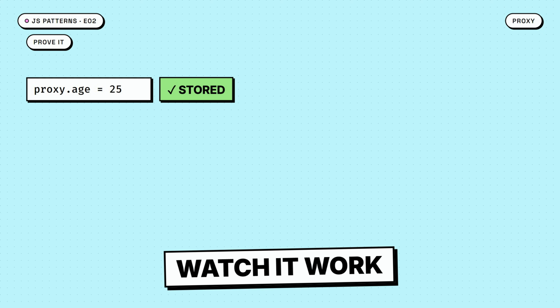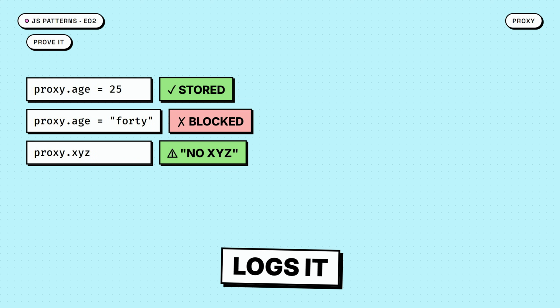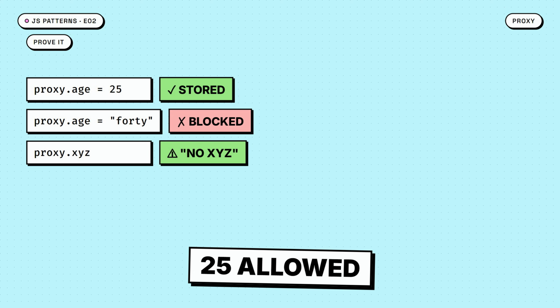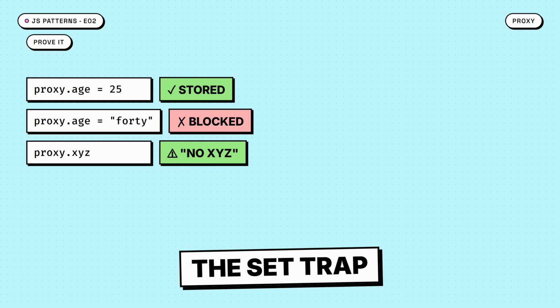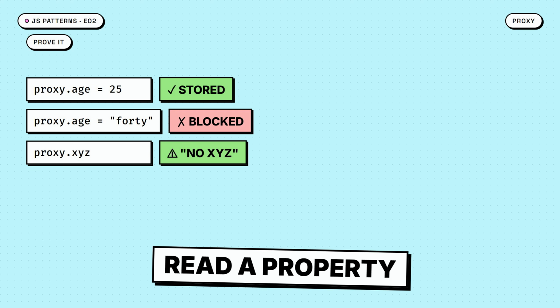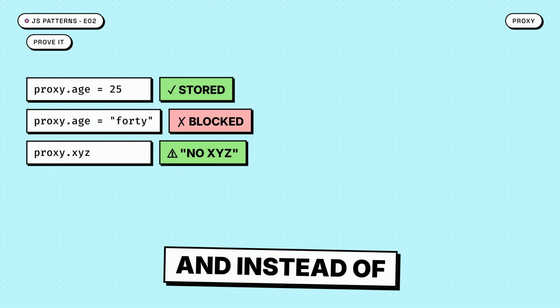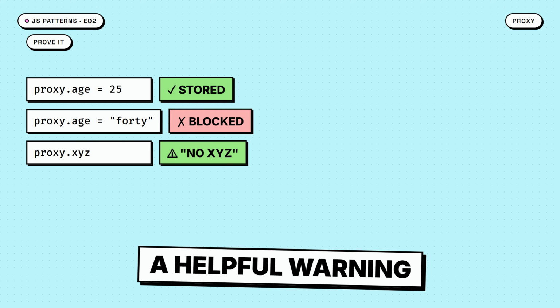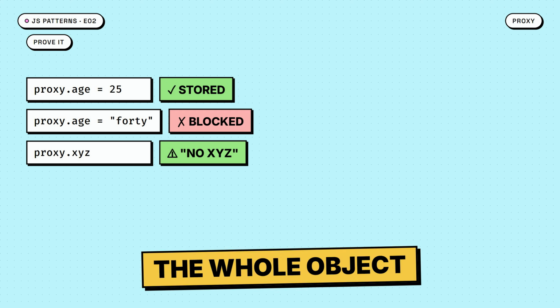Watch it work. Read name, the get trap logs it. Set age to 25, allowed. Set age to the string 40, the set trap catches it and refuses. Read a property that doesn't exist, and instead of undefined you get a helpful warning. One wrapper, total control over the whole object.